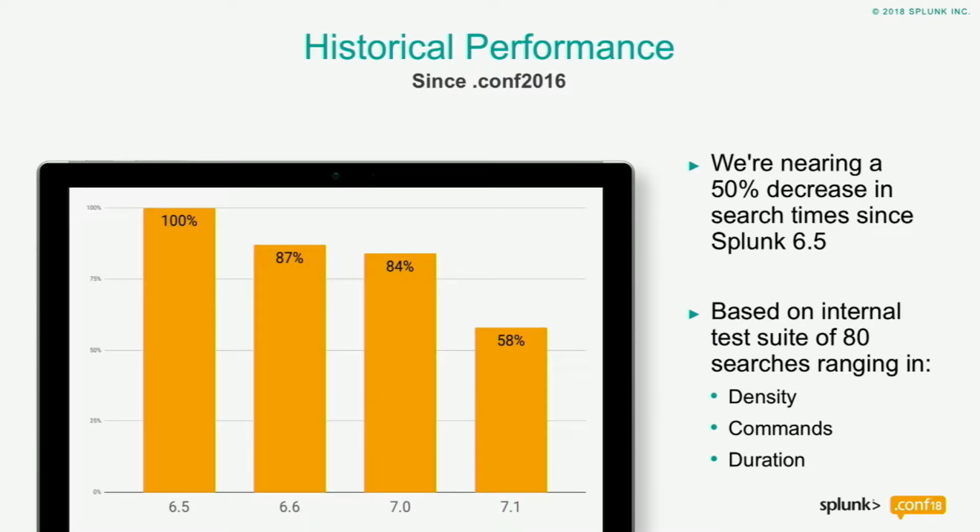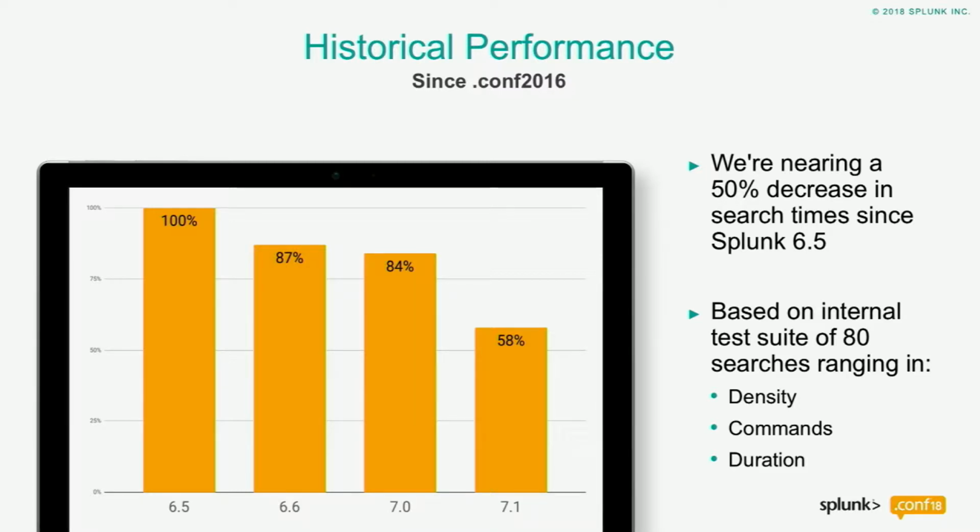So during Conf 2017, Splunk 6.5 was released. Since then, we've managed to decrease the time it takes to run a search by 58%. Meaning, if a search took a minute on Splunk 6.5, Splunk 7.1 would finish that same query in about 34 seconds.